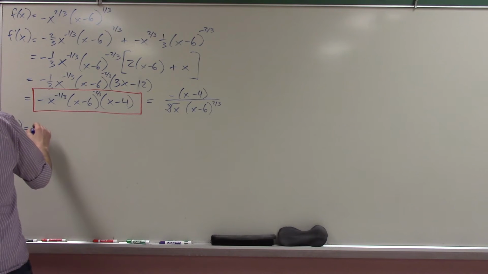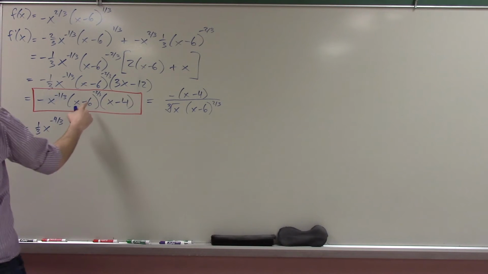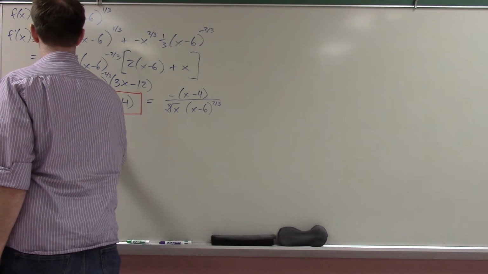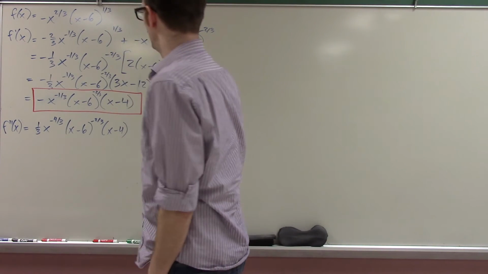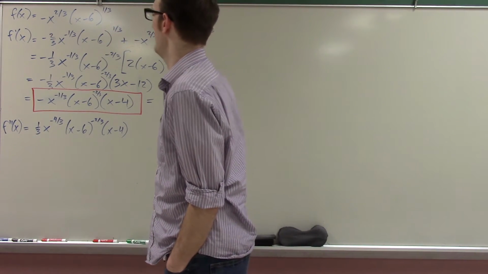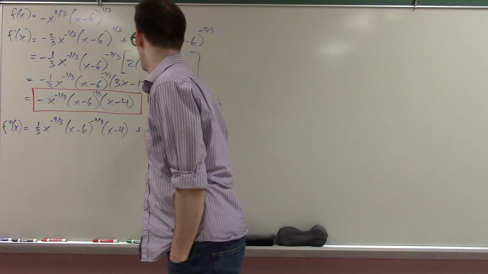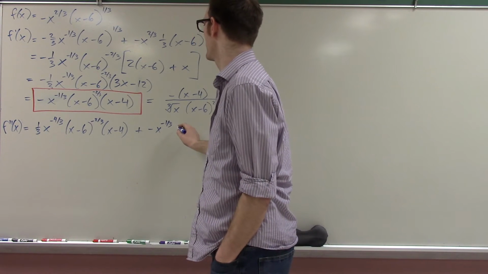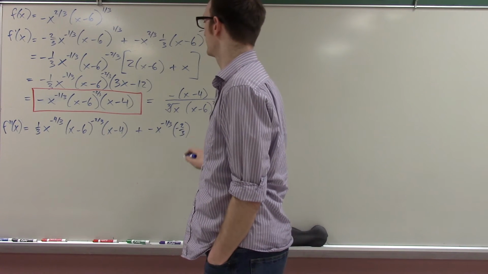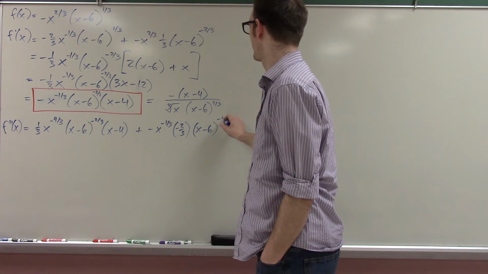Yeah. So the negative 1/3 comes down, so it's 1/3 x to the negative 4/3. Do it first, times the other two: x minus 6 to the negative 2/3, x minus 4. Plus the first times the derivative of the middle. The derivative of the middle will be negative 2/3 x minus 6 to the negative 5/3.